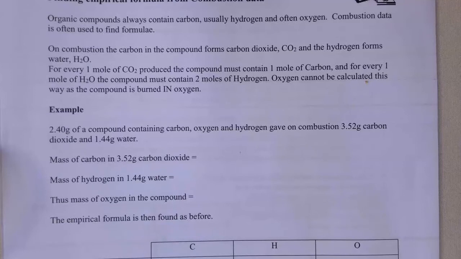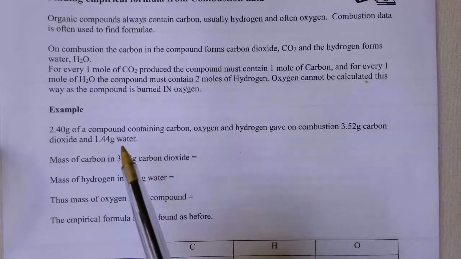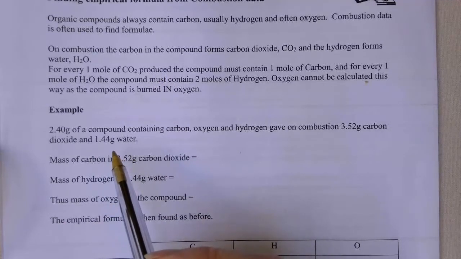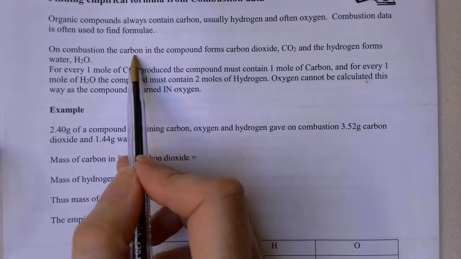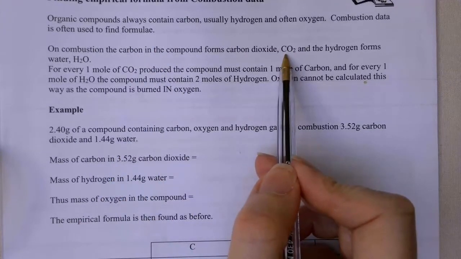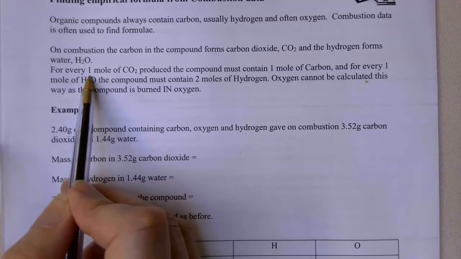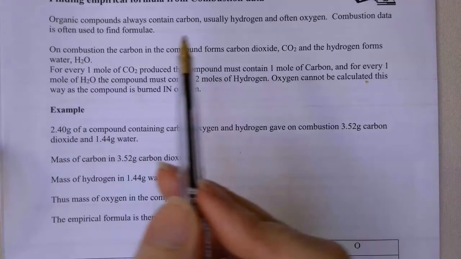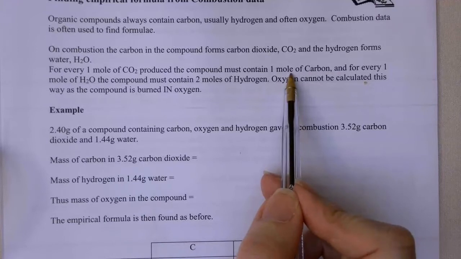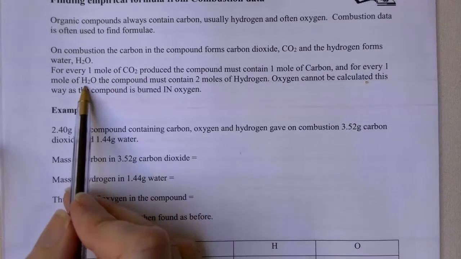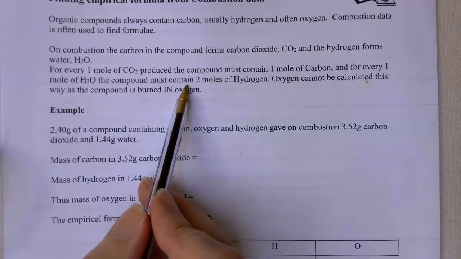Welcome back, and in this video we're going to be looking at using combustion data and also looking at PV equals nRT equations. So we're on page 8 of your notes and we're looking at this combustion data. Now we know that when we burn a hydrocarbon we produce carbon dioxide and water. Now all the carbon from the compound ends up in carbon dioxide and all the hydrogen ends up in the water. So for every 1 mole of carbon dioxide produced, my compound has got to contain 1 mole of carbon. And for every 1 mole of water produced, the compound must contain 2 moles of hydrogen.